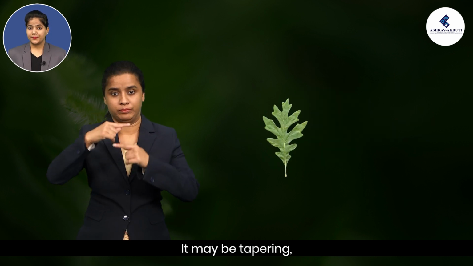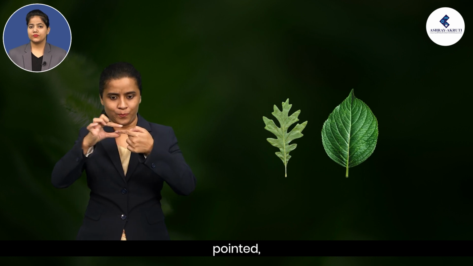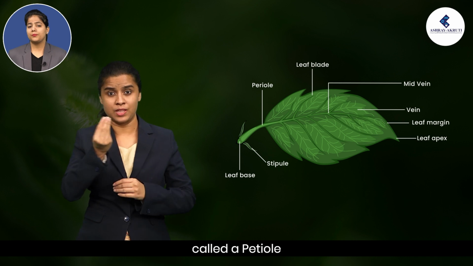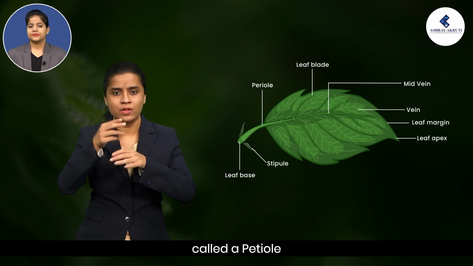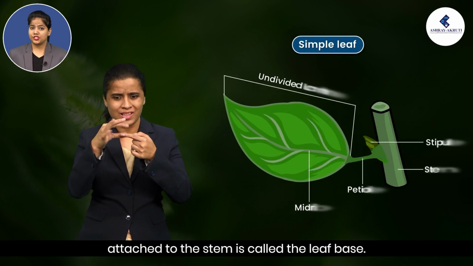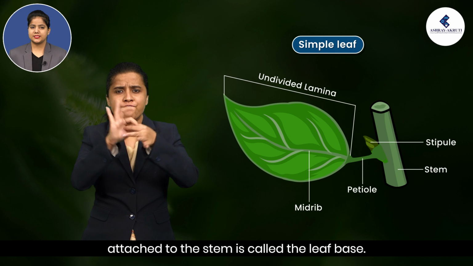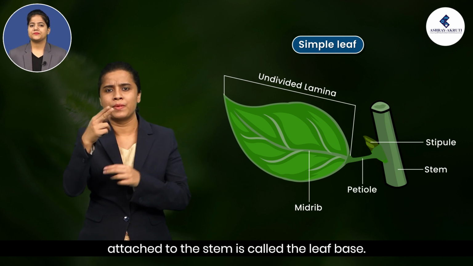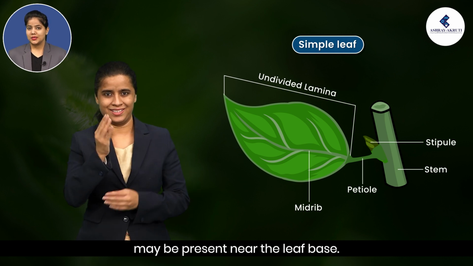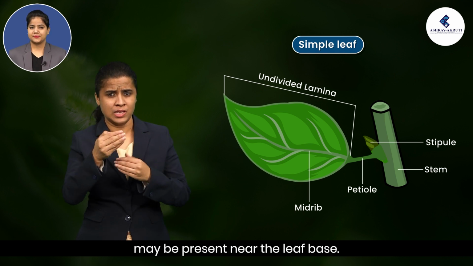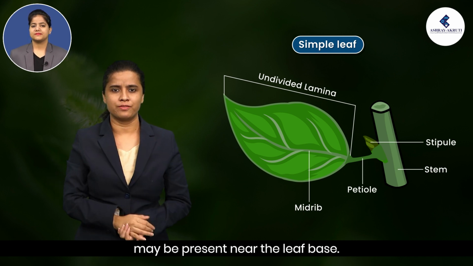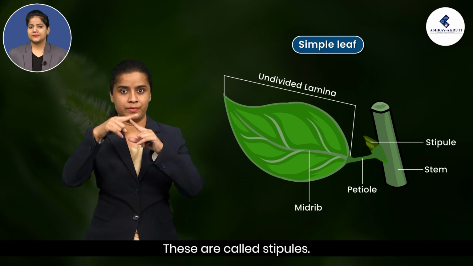It may be tapering, pointed, or rounded. Leaves of some plants have a stalk called a petiole. The portion of the leaf attached to the stem is called the leaf base. Small leaf-like structures may be present near the leaf base. These are called stipules.